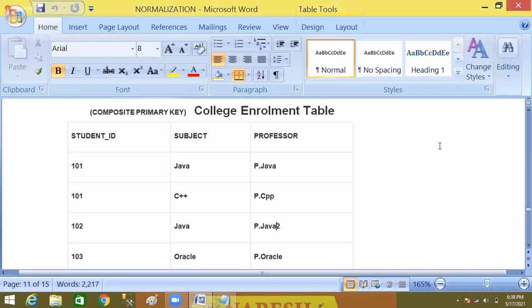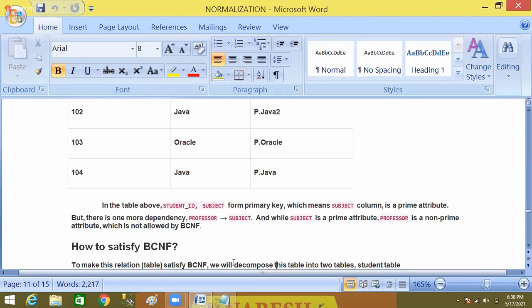Then what do we want to do? Let's see. In the above table, student ID and subject form the primary key columns, which means the subject column is a prime attribute. But one more dependency was there: professor depends on subject, where subject is a prime attribute and professor is a non-prime attribute, which is not allowed in BCNF.